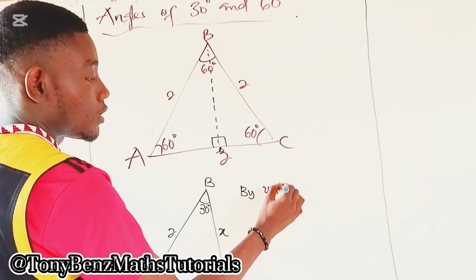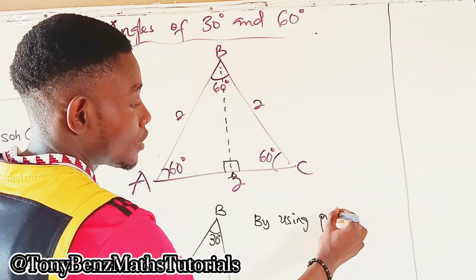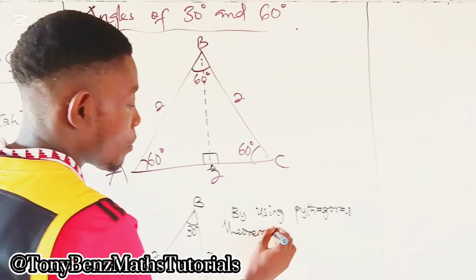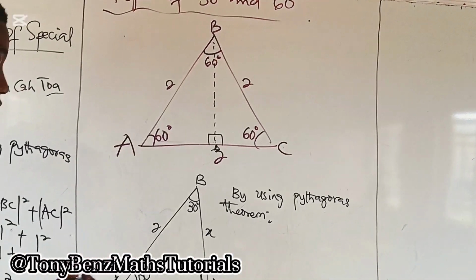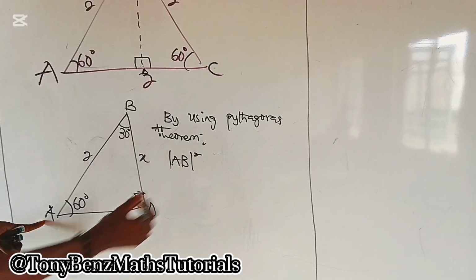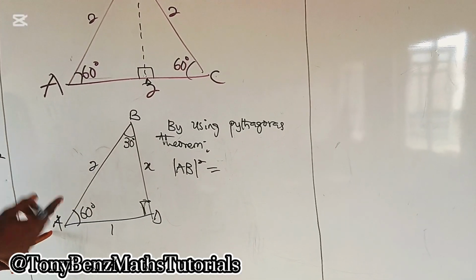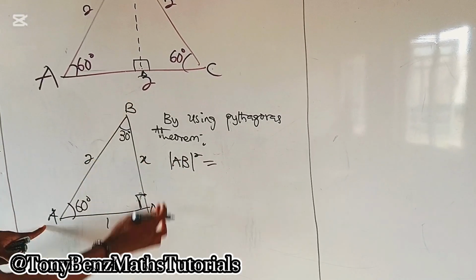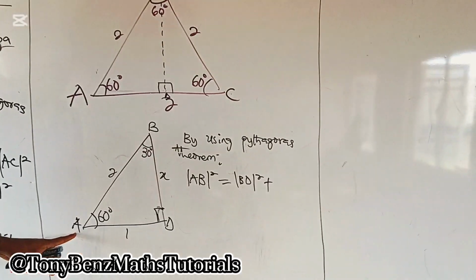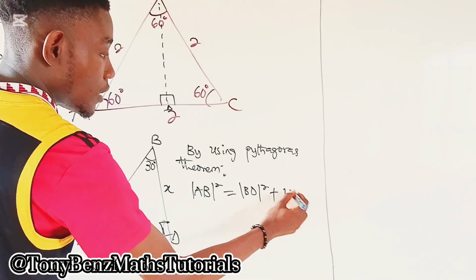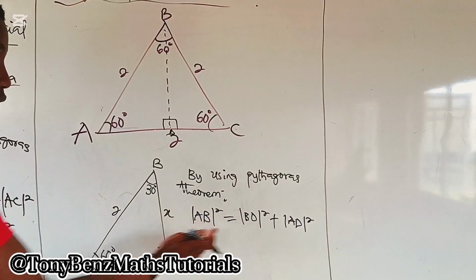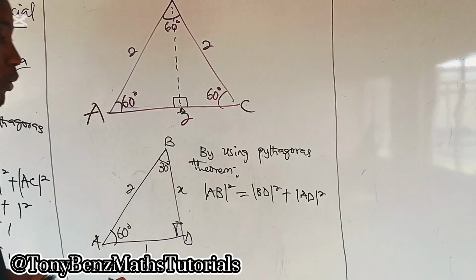By using Pythagoras theorem, we said the square of the hypotenuse, line AB, is equal to the sum of squares of the opposite line BD and line AD, adjacent. That means the square of the hypotenuse is equal to the sum of the square of the opposite and the square of the adjacent.